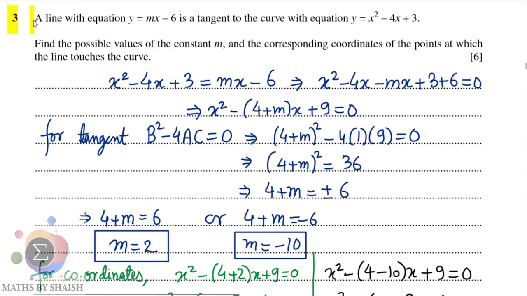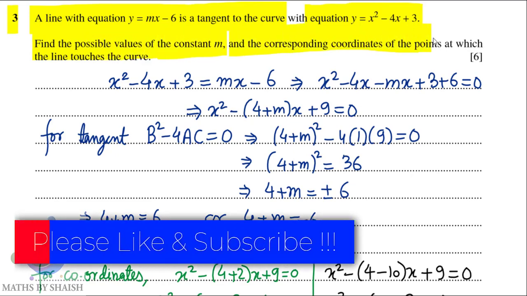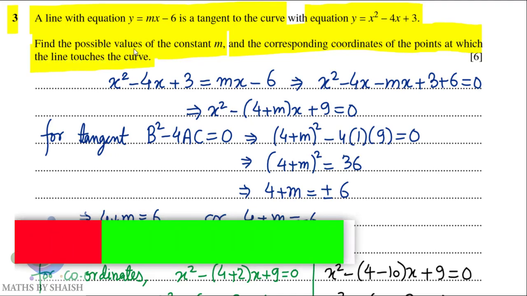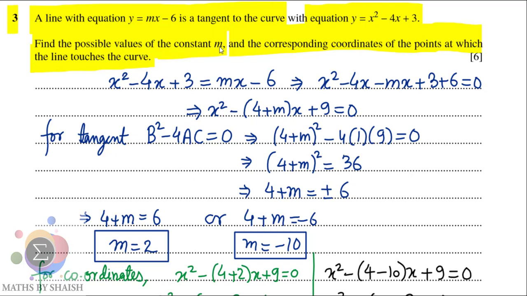Here's question number 3. A line with equation y equals mx minus 6 is a tangent to the curve with equation this. Find the possible values of the constant m, and the corresponding coordinates of the points at which the line touches the curve. So since we are going to calculate the point of intersection, where the line touches the curve, we are going to equate our equations. So the equation of the curve, x squared minus 4x plus 3, is equal to the equation of the line.